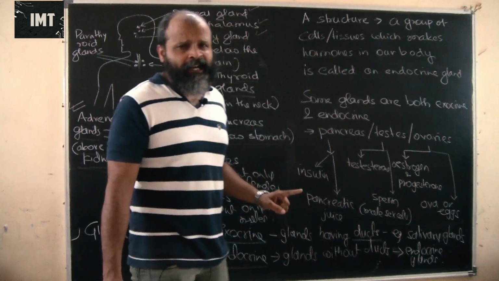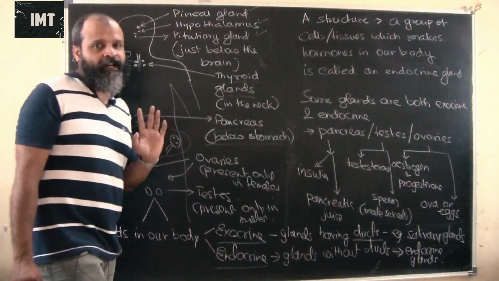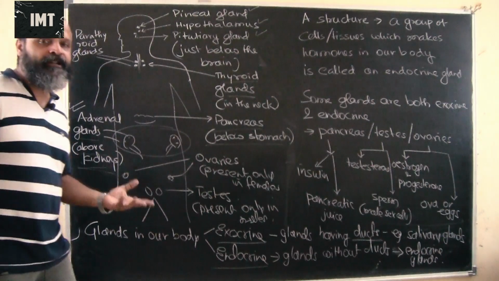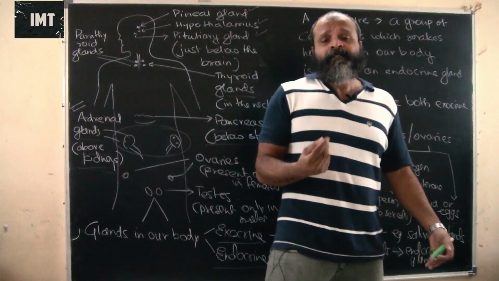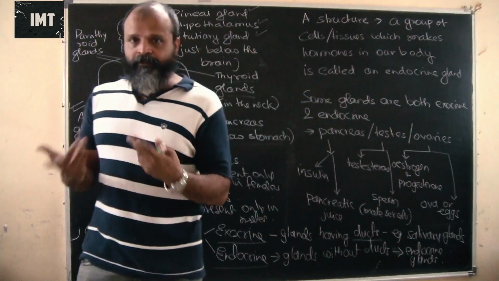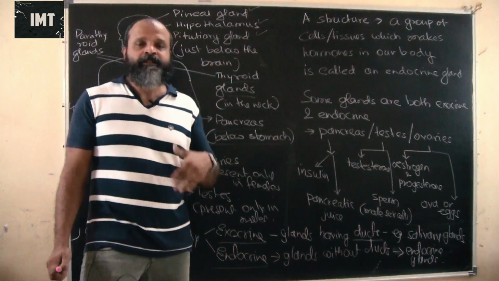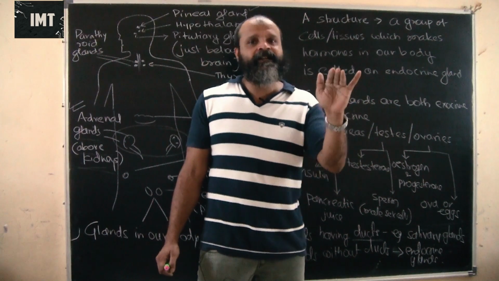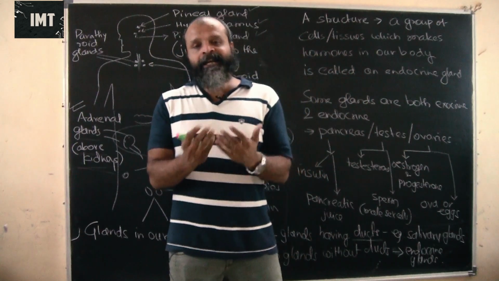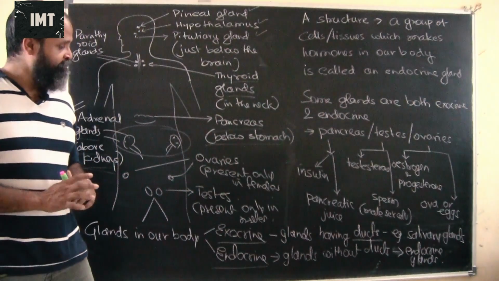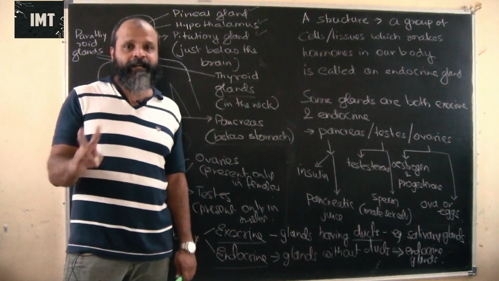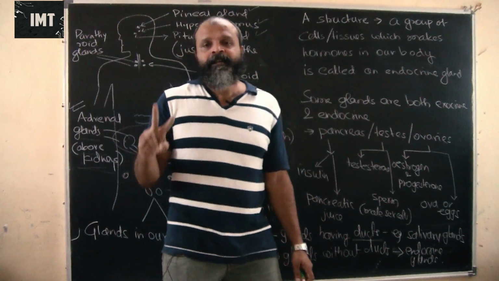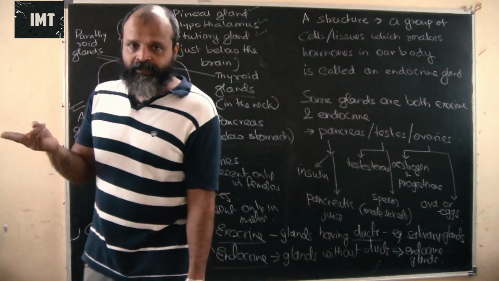So exocrine glands are glands which have ducts, for example salivary glands, and endocrine glands are without ducts. Endocrine glands are the ones which produce hormones. These hormones are produced without ducts, which means that they directly mix with the blood. Their site of production and their site of effect are different. I hope the terms exocrine and endocrine are clear: exocrine glands have ducts, and endocrine glands are ductless glands.